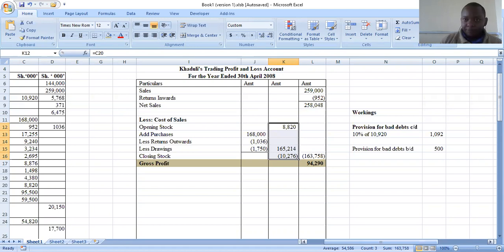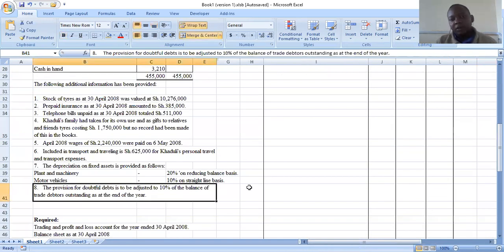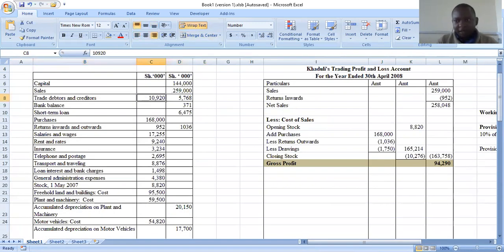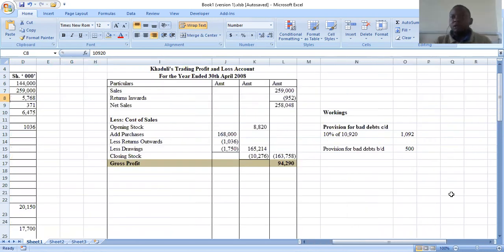So tuendelee. So provision for bad debts. Tumepata as per this additional information number 8. We have been told to adjust 8 to 10% of the trade debtors at the end of the year. And the trade debtors tumepata tunaona ni 10,290. So 10% of 10,290 inatupatia now our new provision for bad and doubtful debt is 1092.